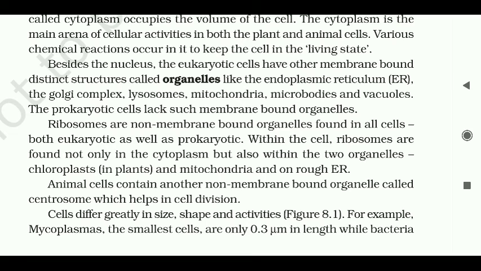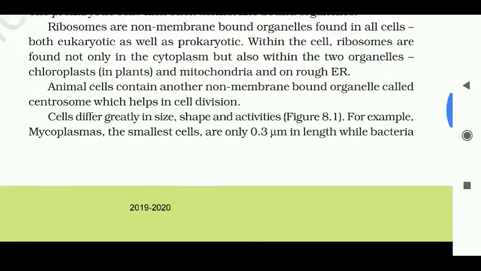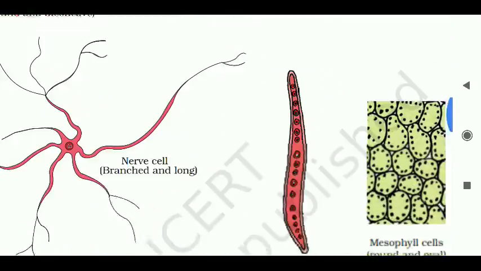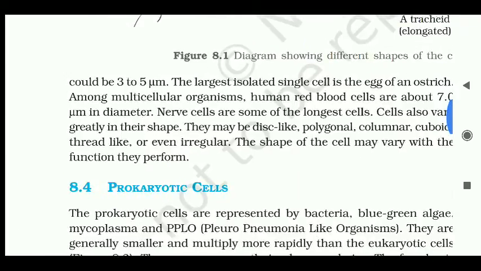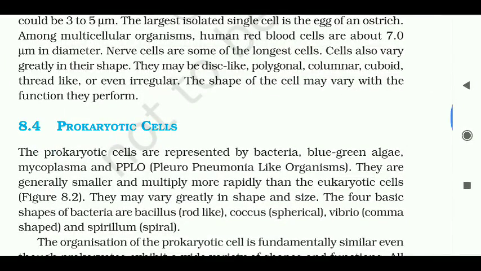Cells differ greatly in size, shape, and activities. For example, mycoplasmas, the smallest cells, are only 0.3 micrometer in length, while bacteria could be 3 to 5 micrometer. The largest isolated single cell is the egg of an ostrich. Among multicellular organisms, human red blood cells are about 7.0 micrometer in diameter. Nerve cells are some of the longest cells.